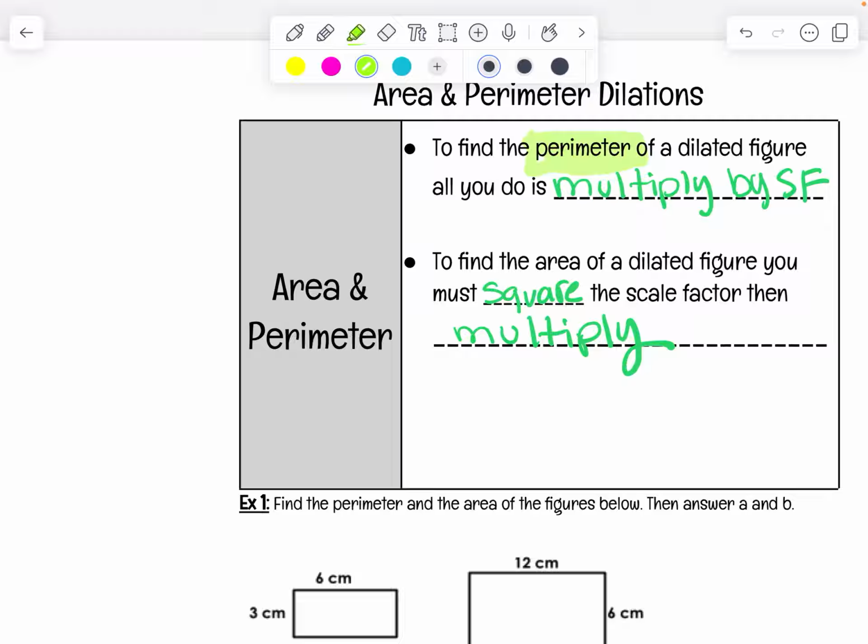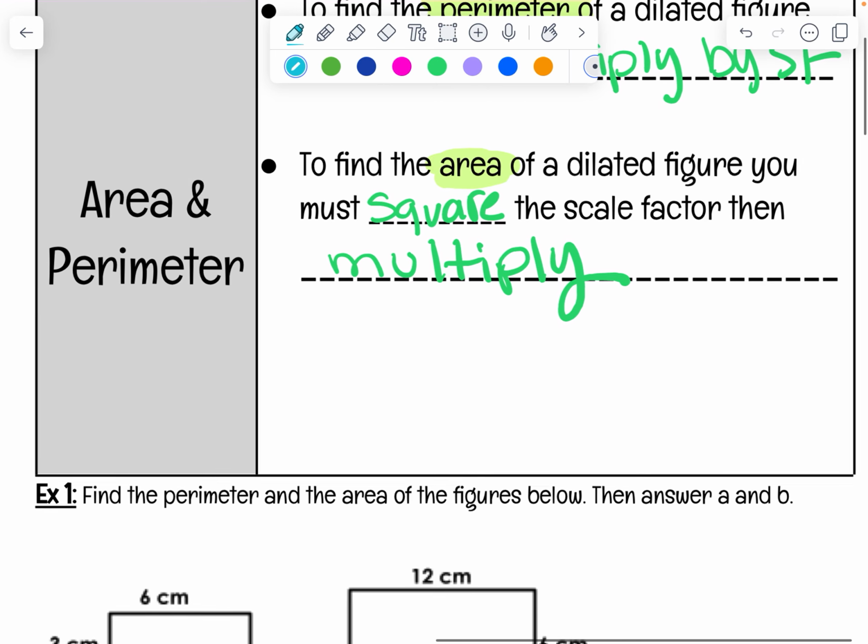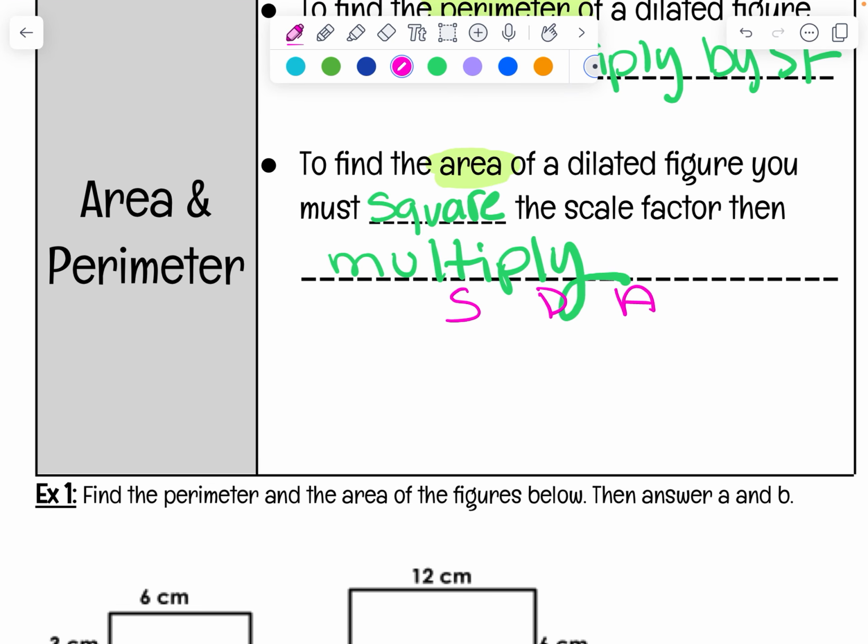Now, if you need to find the area of a new picture that is being dilated, you're going to find the square of the scale factor and then multiply it. Okay, so that might not make a lot of sense, but I'm going to make it make sense in a second. Now, I do use a little table that I'm going to call the SPA chart. And so I'm going to write S, P, and A. Okay, and then you can also put 0, 1, and 2. This is going to just be a little table.